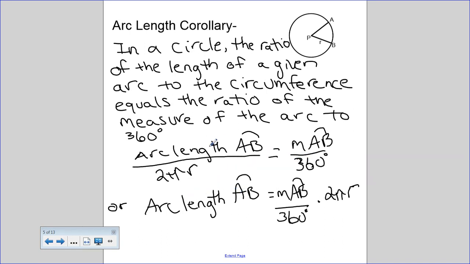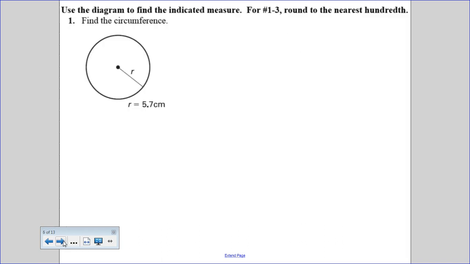Another way of thinking of it is, if I'm just looking for this arc length AB, I'm doing the measure of arc AB over 360 times the circumference. And so in this case, it was 2 pi r or pi d. Let me take a minute to write that in your notes.